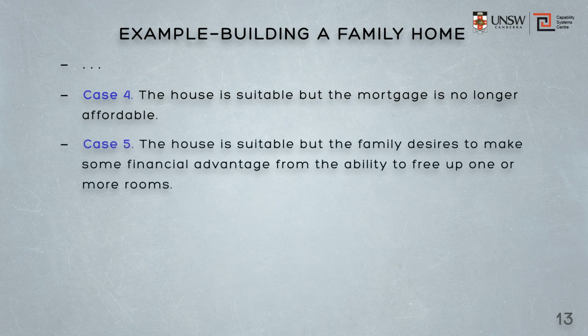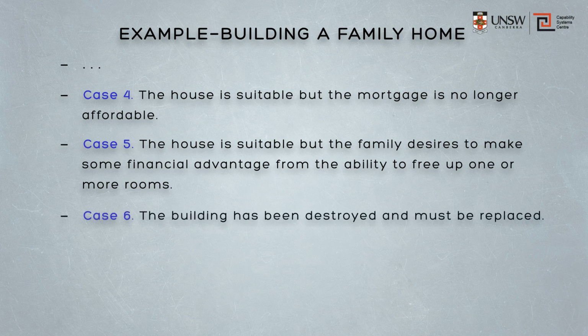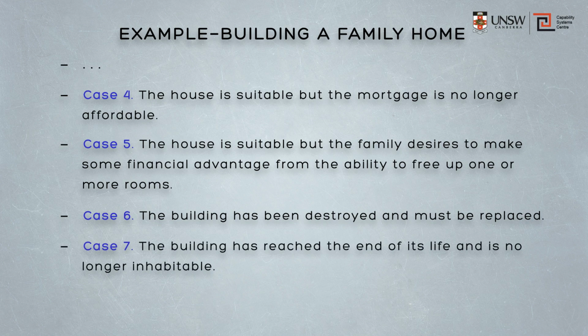In the fifth case, the house is still suitable, but the family's financial circumstances mean that they desire to take up some sort of financial advantage, perhaps from freeing up one or more of the rooms, perhaps leasing one of the rooms to a tenant or a boarder. In case 6, the house is no longer suitable. It's been destroyed or it's uninhabitable, perhaps due to some catastrophic event such as a fire, an earthquake, a storm, a flood, or even perhaps willful destruction. And so the building needs to be replaced. In the final case, the building has reached the end of its life and it's no longer inhabitable. That is, it's not safe, or it doesn't meet the building codes, or for whatever reason, the family is no longer able to live in the house and it needs to be disposed of.